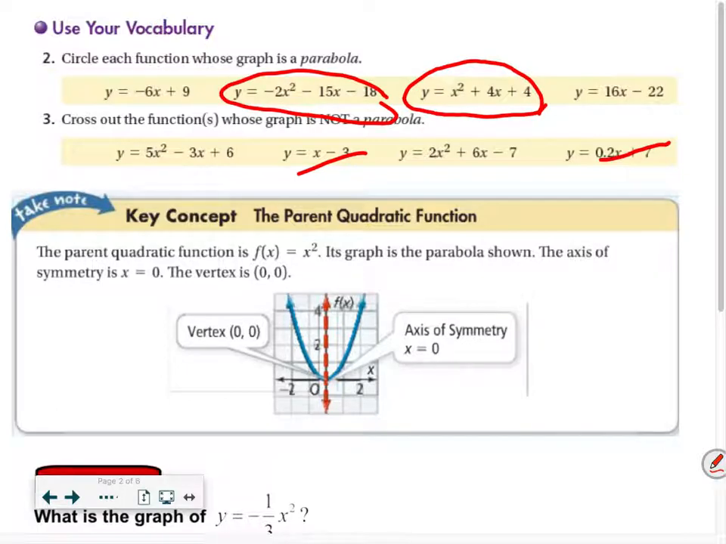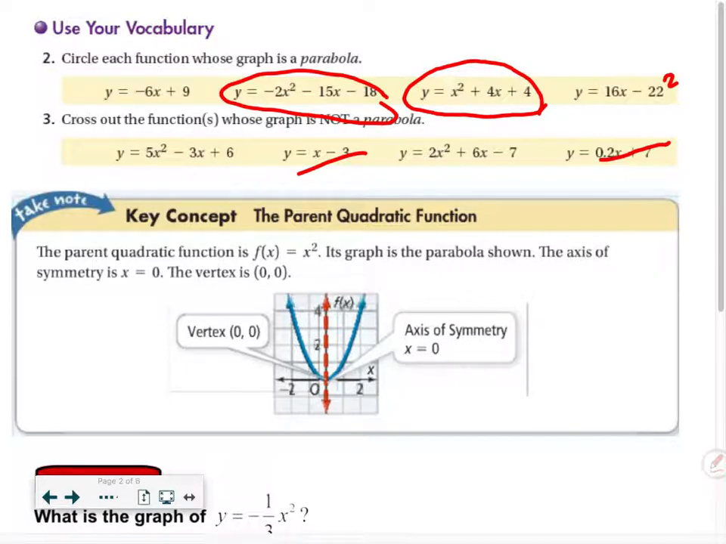Okay, quick little insight. If there is a squared attached to a number, that does not make it a parabola, okay? It has to be attached to the variable. The squared has to be attached to the variable.